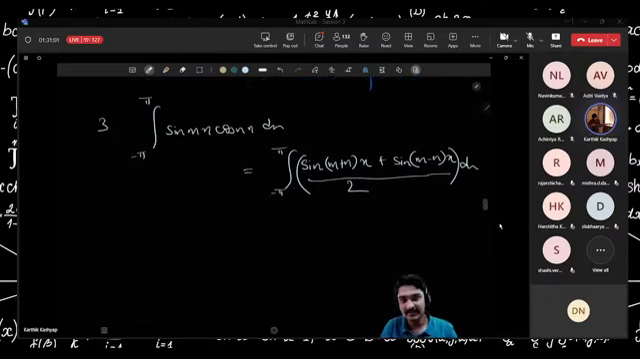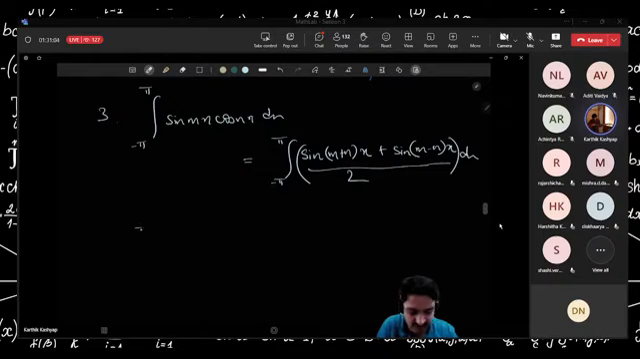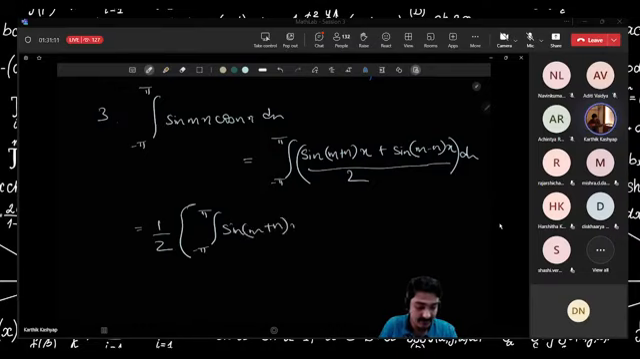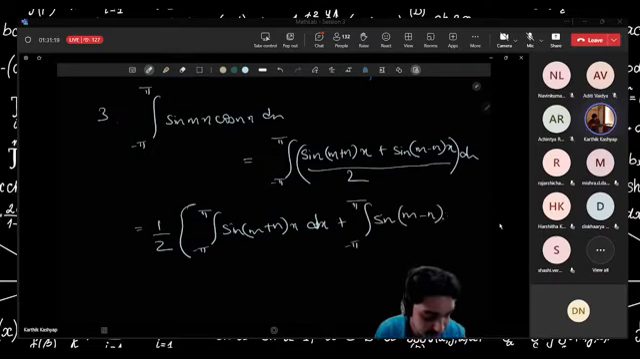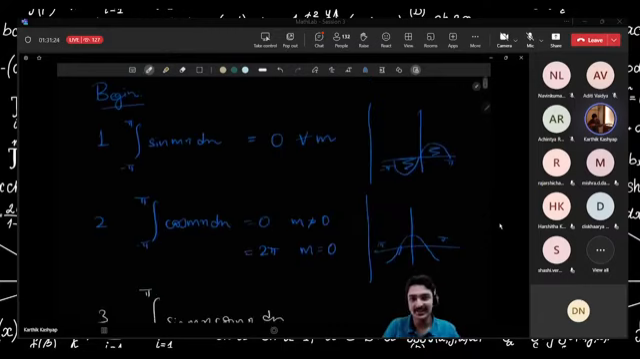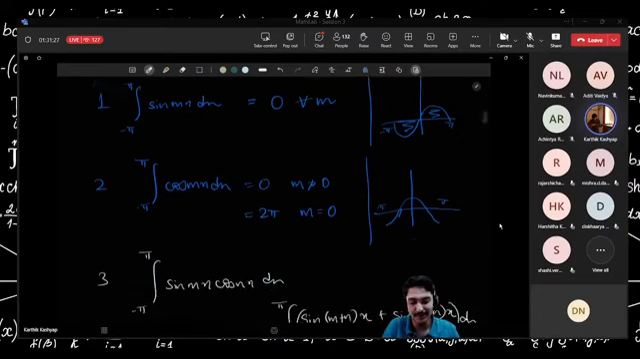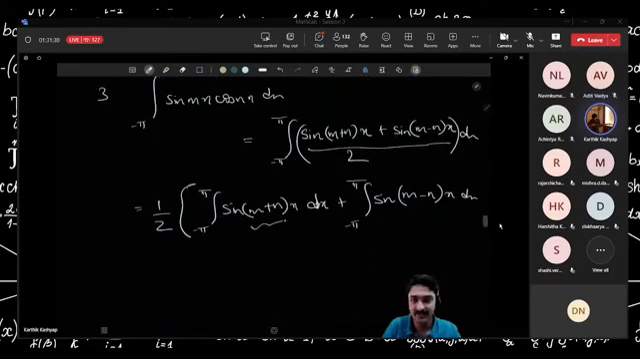So we can split the integral into these two terms and take the 2 outside as it is a constant. So we get 1 by 2 times the integral from minus pi to pi of sine (m plus n) x dx plus the integral from minus pi to pi of sine (m minus n) x dx. So let's go over to the first property and check that the integral of sine mx dx from minus pi to pi is 0 for all m. So if we take this m plus n as some other m and this as some other m, we see that this is equivalent to the first property. So both these integrals turn out to be 0.